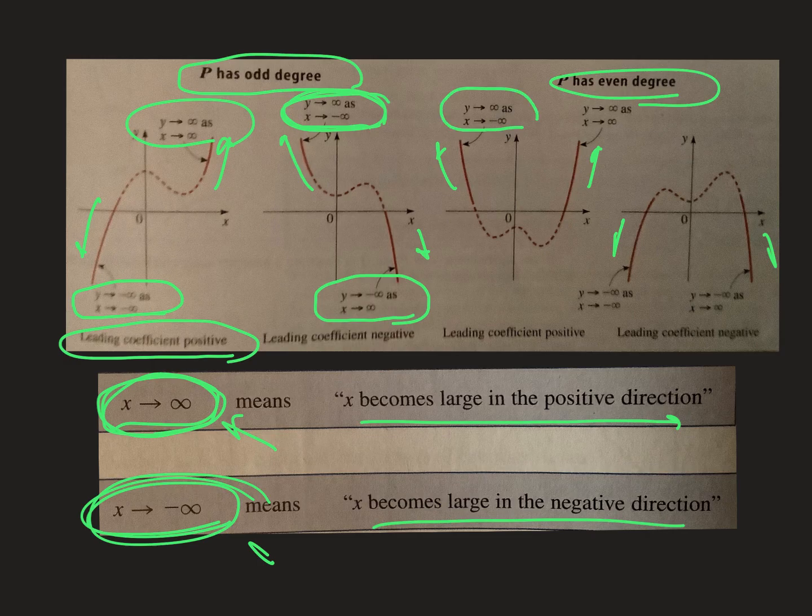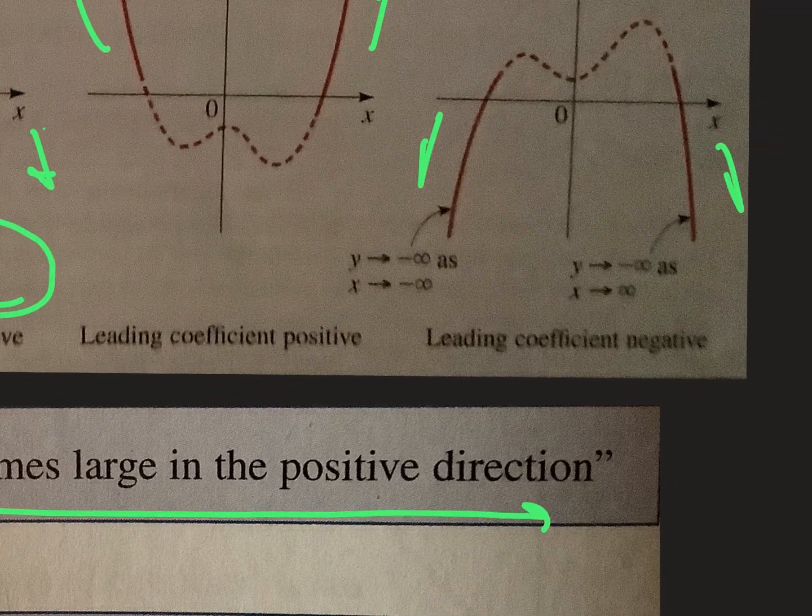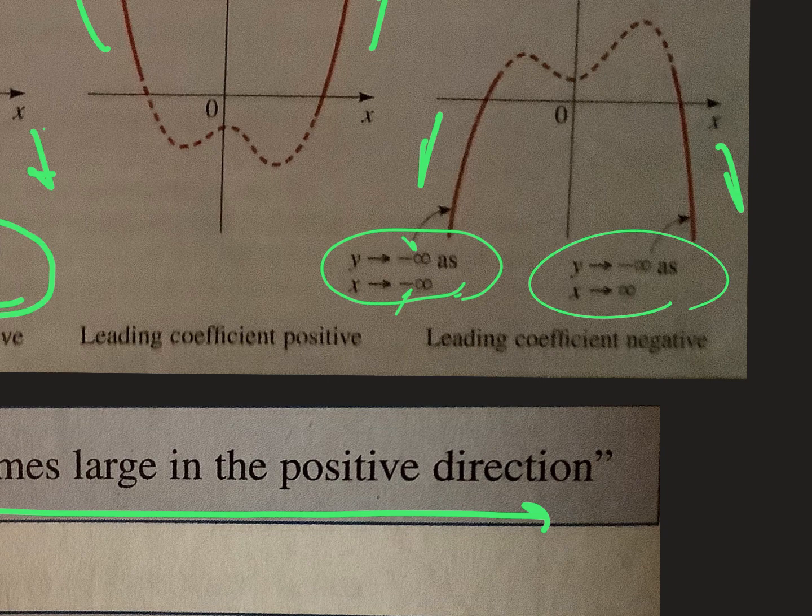As x is going to the left, y is going up. As x is going to the right, y is going up. I'm going to blow this up a little bit so you can see it a little bit better. Okay, right here on this last one, y is going down, negative infinity, as x is going left. This one, y is going down, negative infinity, as x is going to positive infinity, which is right.